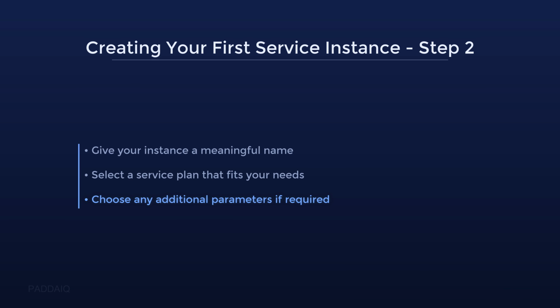Choose any additional parameters if required. This means configuring optional settings for your service, like storage size or access rules. For example, when creating a database service, you might set the maximum storage to 50 gigabytes. These choices let you customize the service to fit your specific needs perfectly.